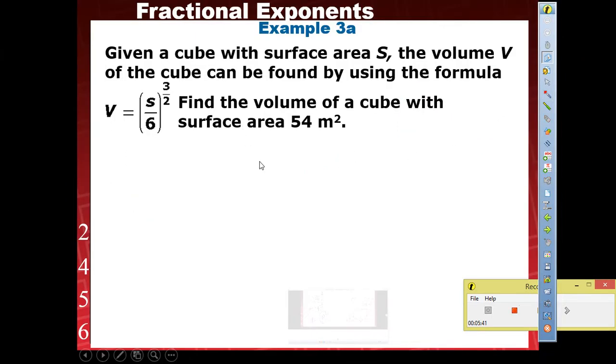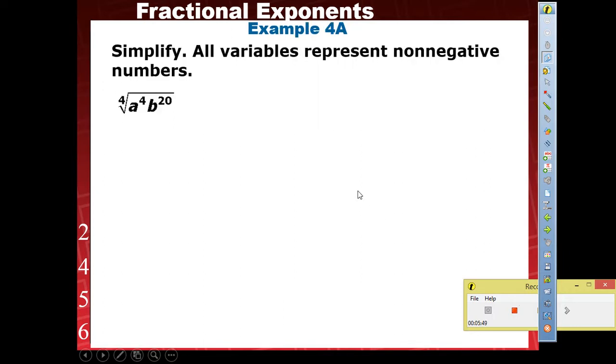Where they give you a formula, you substitute, and all you have to do is simplify. All right. Copy this one, please. Example 4A. Now, this one is not in the book. The book's not going to ask you to answer these kind of problems, but this is more like Algebra 2, so I'm trying to get you guys to the next step, right?